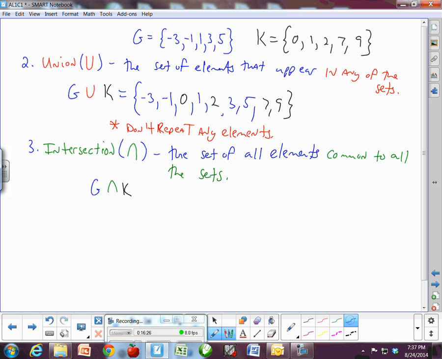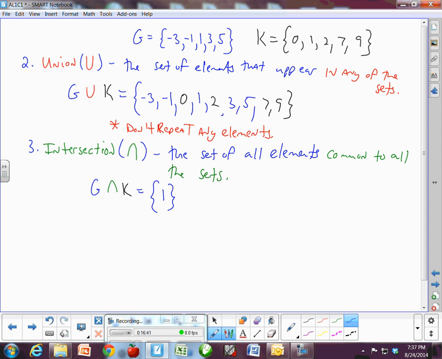So we're going to intersect set G and set K. We always use braces. And now you get to look at set G and look at set K and say what elements they have in common. And there's only one in this instance, and it's the number 1.